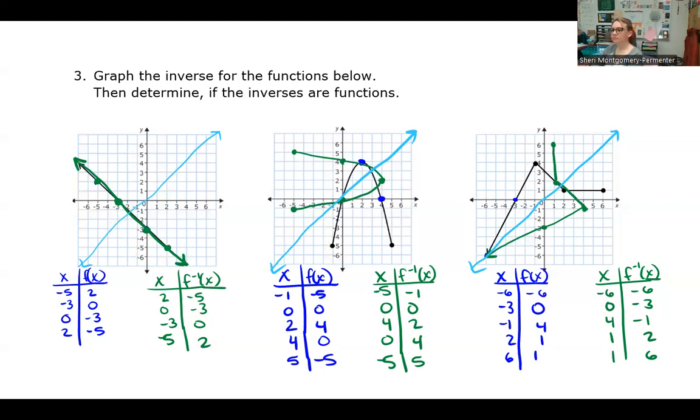No. Mm-mm. The light blue one? No. So how do you think you will do on that quiz question? I hope we do good.